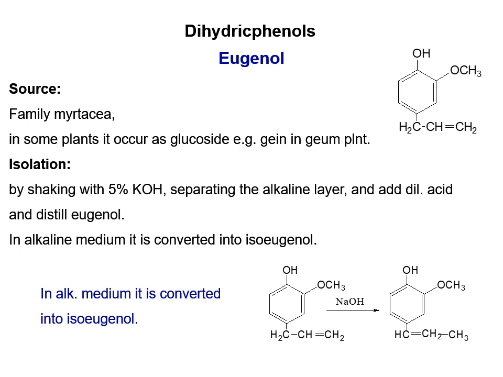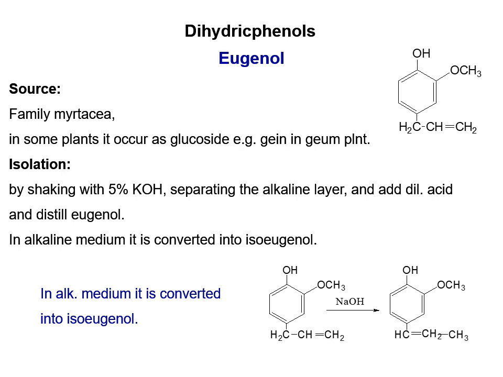Eugenol is isolated from plants belonging to the family Myrtaceae and occurs in plants such as clove, and some plants containing a glycoside of eugenol, which is known as gein. Isolation is by treatment with 5% potassium hydroxide, separating the alkaline layer. To the alkaline layer, add dilute acid where eugenol is separated, and purified by steam distillation.